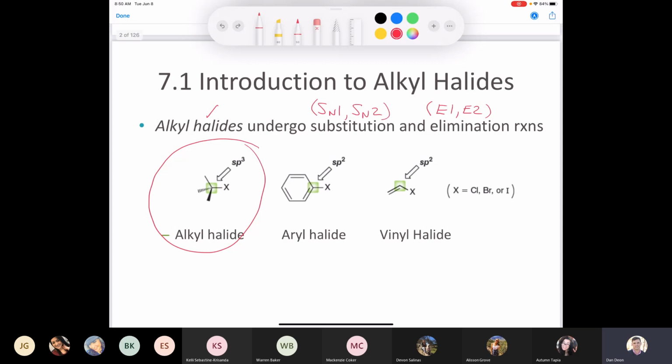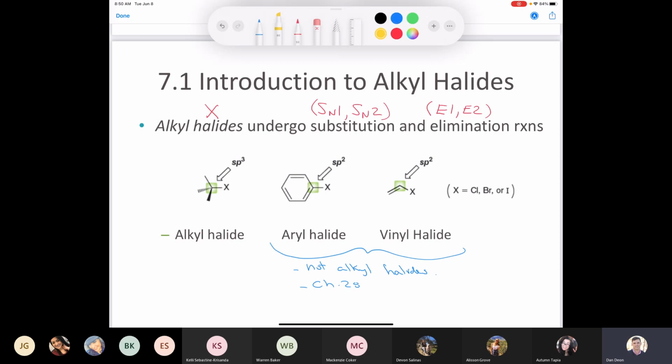These are not alkyl halides, right? If you look at an aryl halide or a vinyl halide, these are not alkyl halides. I know it says aryl and vinyl, but not alkyl. Not alkyl halides. And so these will not be involved in substitution and elimination reactions. These are actually covered, I think, in chapter 28 of our textbook. So if you're dying to look ahead, you could go into that chapter 28 and read about that if you wanted. But again, what we're going to be concerned with in this chapter are halogens attached to just your everyday sp3 hybridized carbon, which again gives us an alkyl halide.